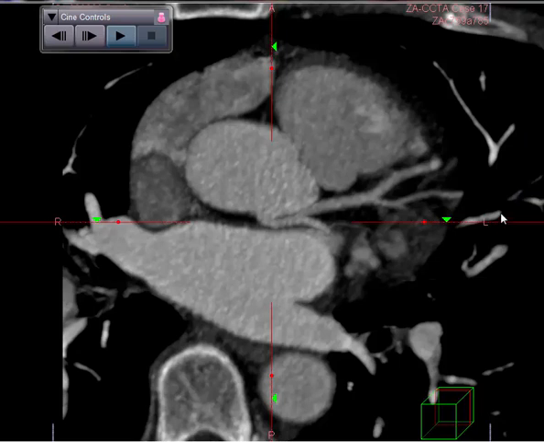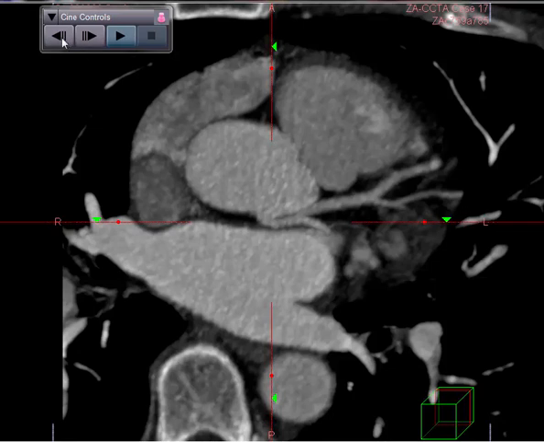This is CCTA case number 17. The history is that of a 40-year-old man who is a smoker, has a history of high cholesterol, and has had some atypical chest pain. He has a 0 coronary calcium score. Here we have 3 phases for review.